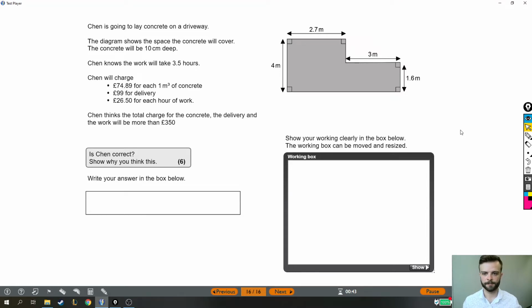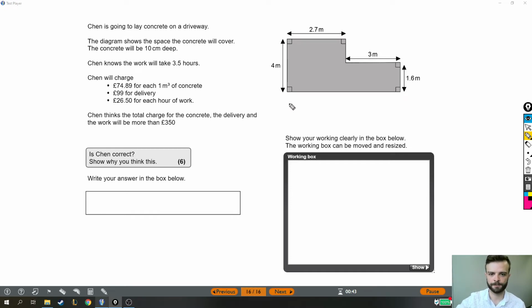Is Chen correct? Now, like I said, there are little things we can do to start off, but I'm not going to do them until the end because I think it fits the question better. Just to explain, if Chen knows the work will take 3.5 hours and he charges this much for each hour of work, straight away we can work out how much he's going to charge for the labour. We just times these together. But I don't want to do that until the end because I want to get the really complicated stuff out of the way first.